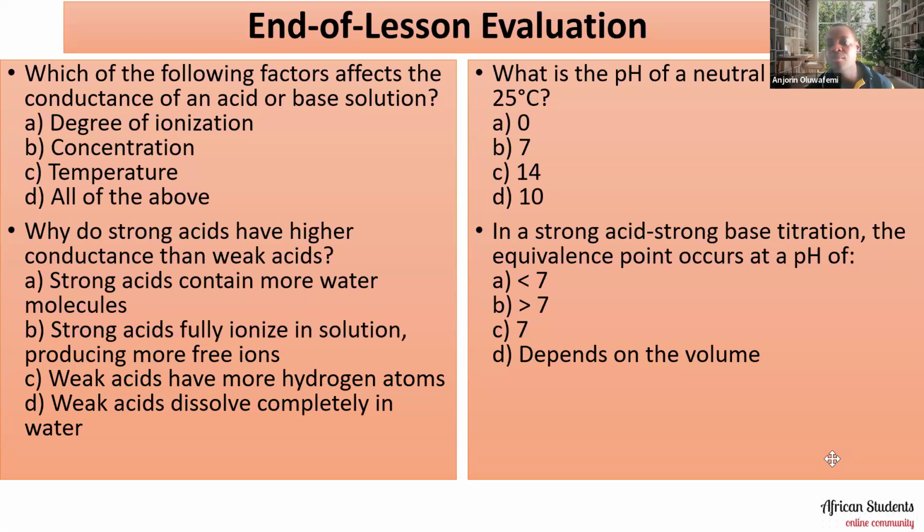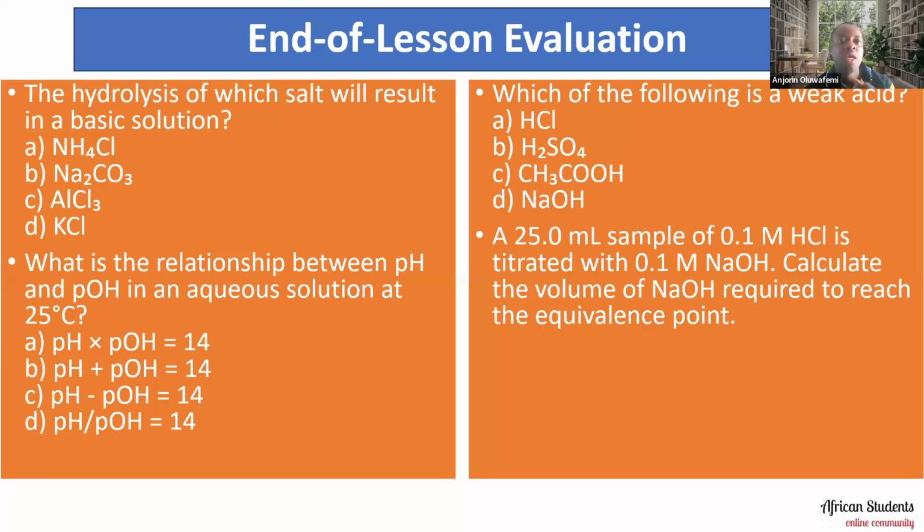In a strong acid, strong base titration, the equivalence point occurs at a pH of less than 7, greater than 7, 7, or depends on the volume. So let me know, what do you think the right answer is to that question? Please put it in the comment section. Thank you very much. All right, let's look at this one. It says the hydrolysis of which salt will result in a basic solution? The hydrolysis of which salt will result in a basic solution? So let me know in the comment section. Is it ammonium chloride, sodium carbonate, aluminum chloride, or potassium chloride?